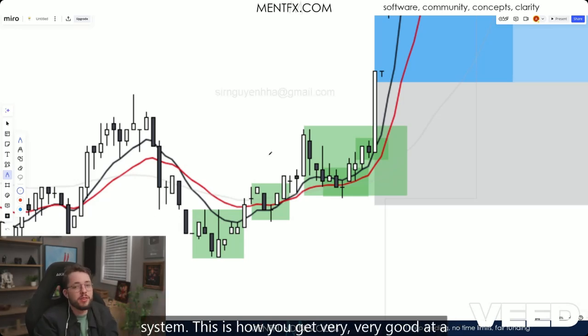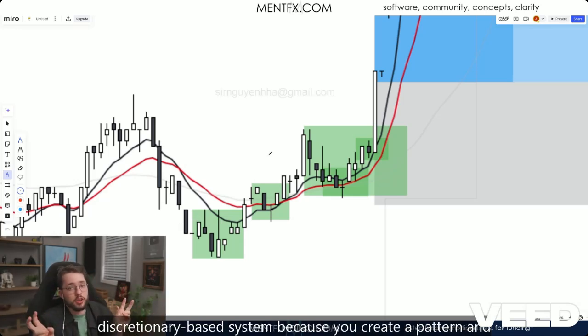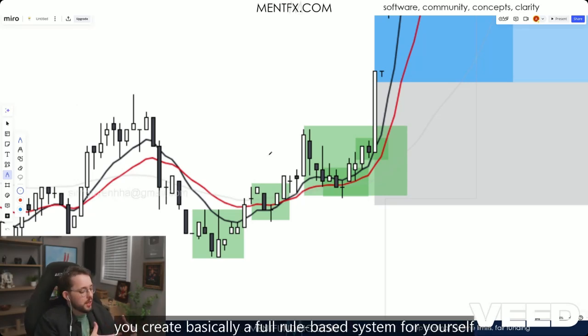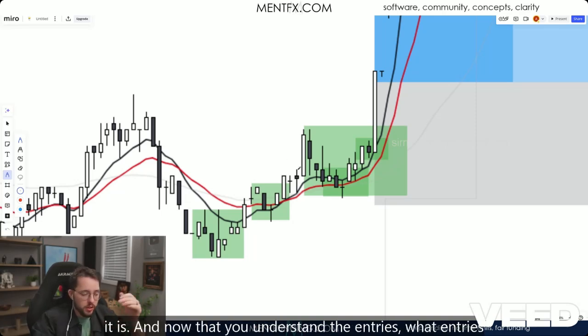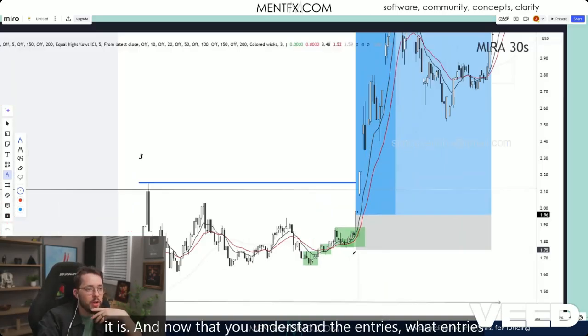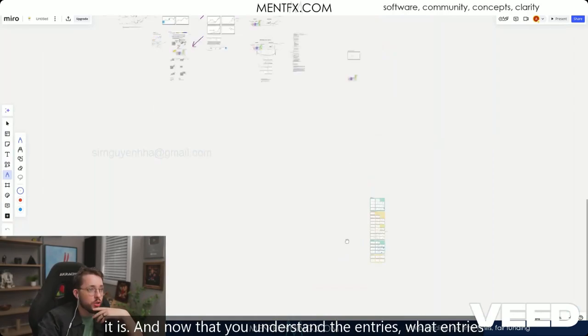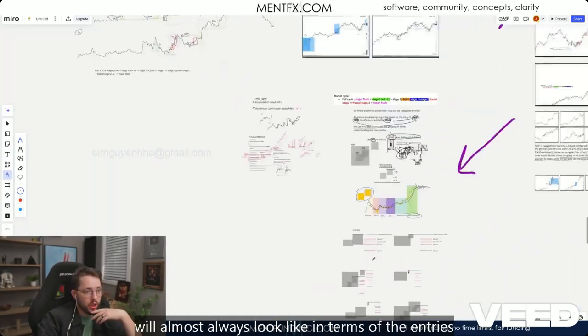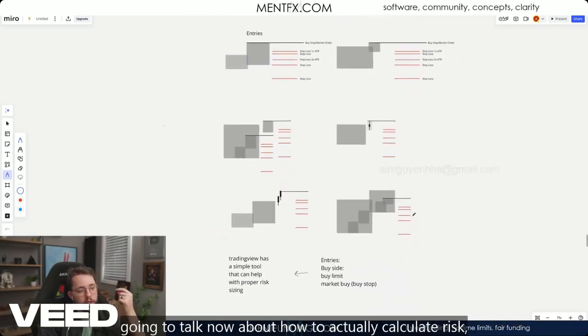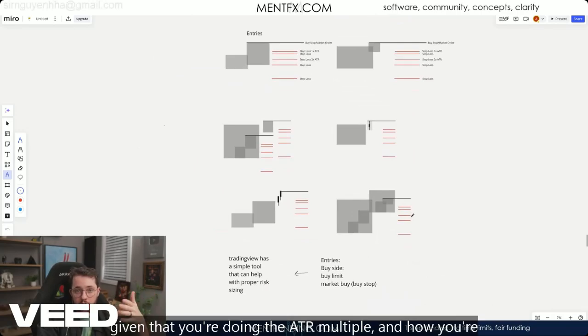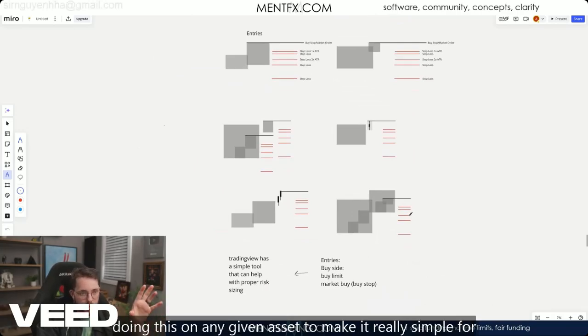This is how you get very, very good at a discretionary based system, because you create a pattern, and you create basically a full rule-based system for yourself out of that discretion, right? This is how you use the ATR. There it is. And now that you understand the entries, what entries will almost always look like, and how to use the ATR to set the risk, we're going to talk now about how to actually calculate risk, given that you're doing this on any given asset, to make it really simple for you.